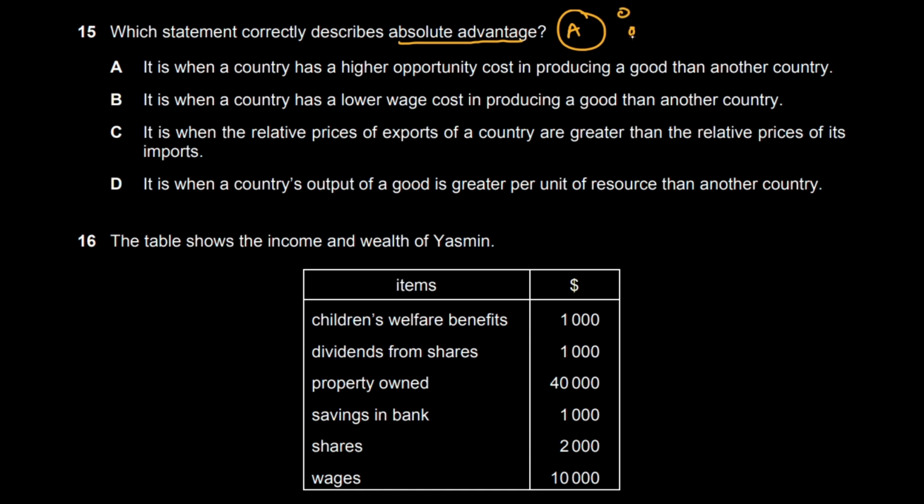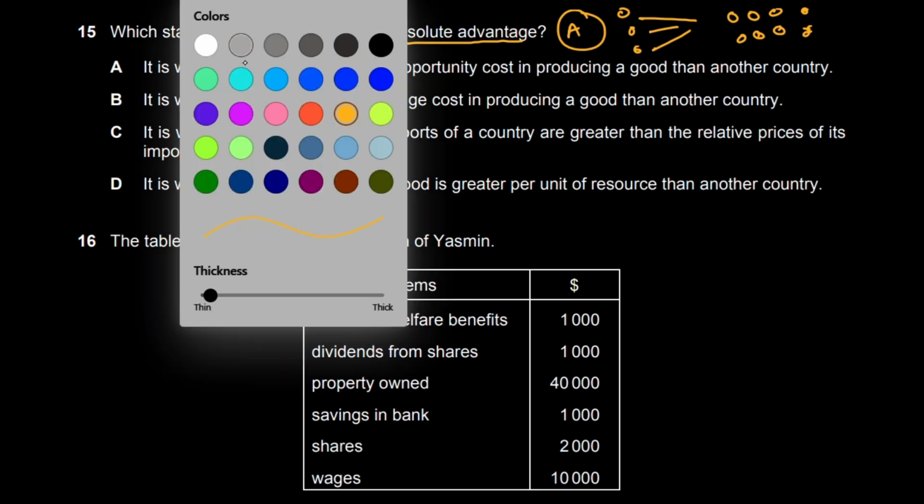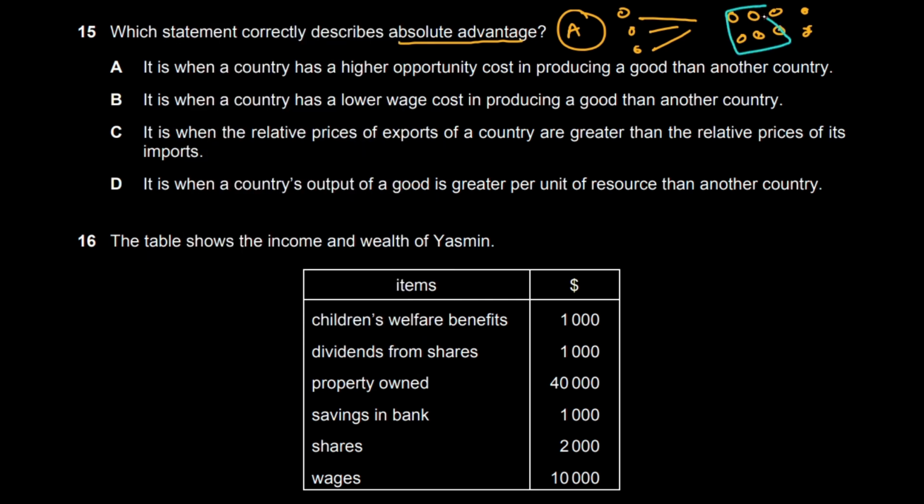For example, it has 3 resources. Okay, the entire world and country A all have these 3 specific resources. However, country A can, for example, produce 8 units from these 3 resources, while the world can only produce, for example, only 4. Hence, country A has an absolute advantage in whatever this product is.